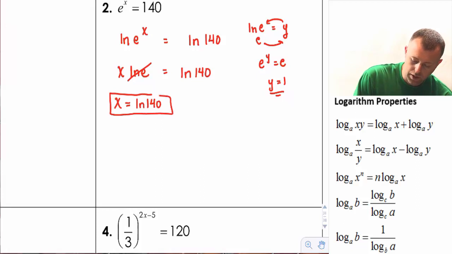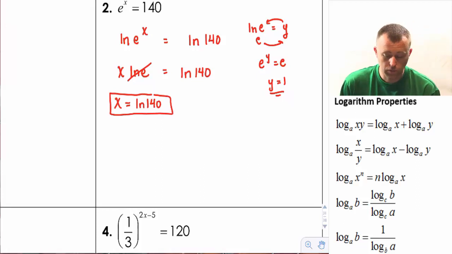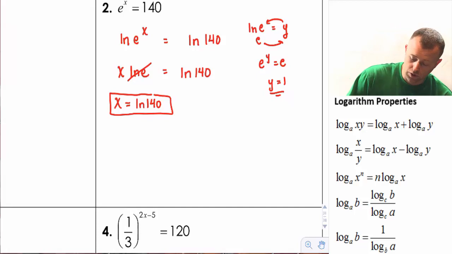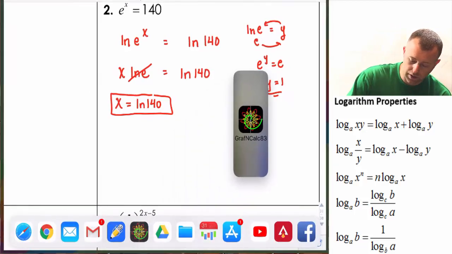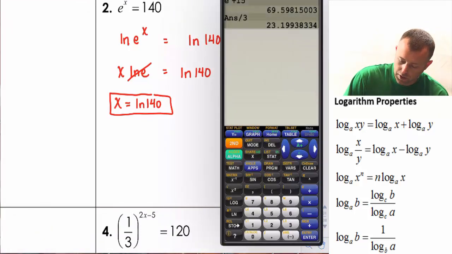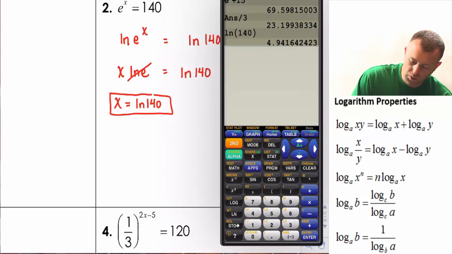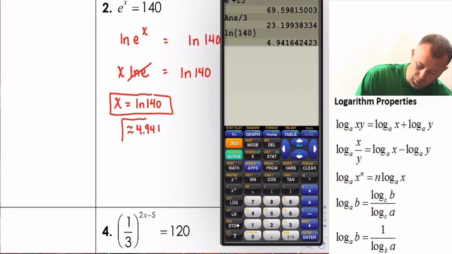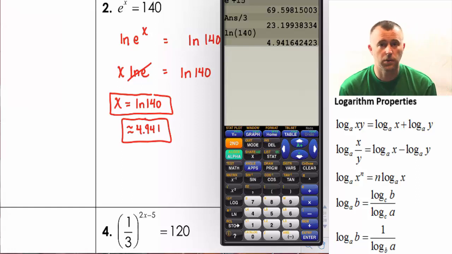You can write that as natural log of 140 if you want. You can also plug it into your calculator and get a decimal version of that answer. So natural log of 140 is going to be 4.941. Either one works, though mostly decimals. But anyway, that's number 2. That's basically what we're doing here.